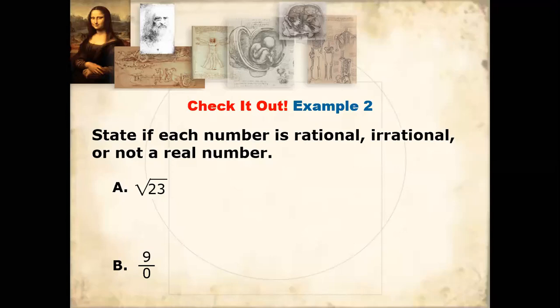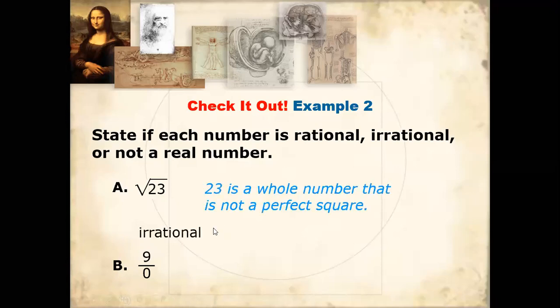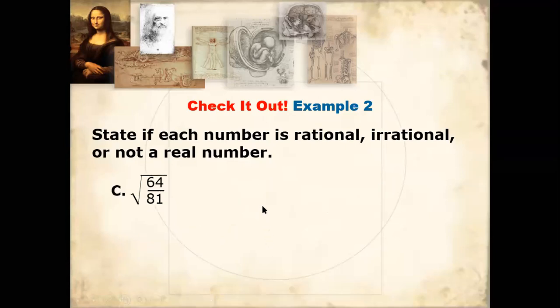That's it. What about question number B? Not a real number. So the first one will be irrational, and the second one is undefined, so not a real number.